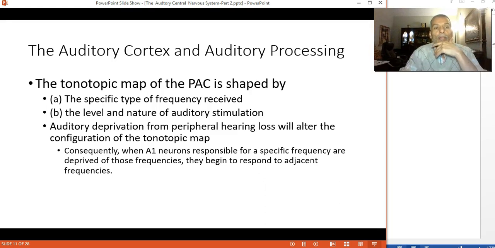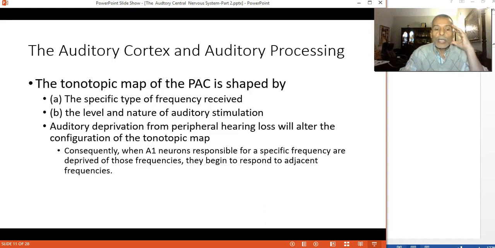So also the level, and the specific type. Every frequency has to be primed, has to be provided to activate the neurons that specialize in it. And the level, how much, and the nature of the auditory stimulation, these are also critical in making the auditory map connect, and connect in the right way.